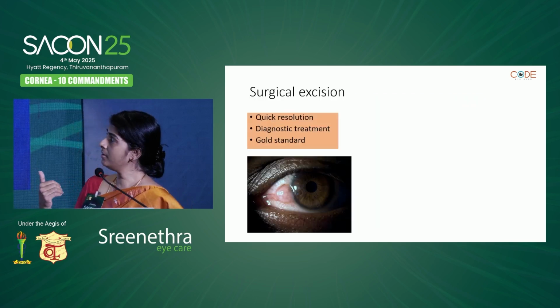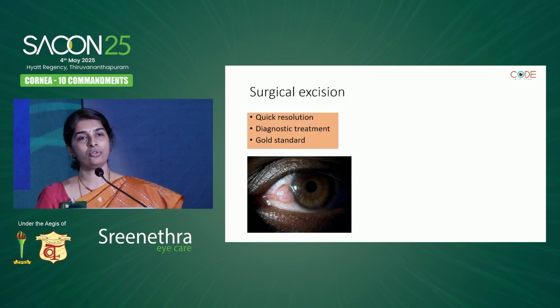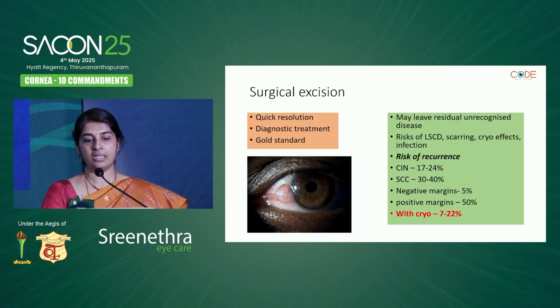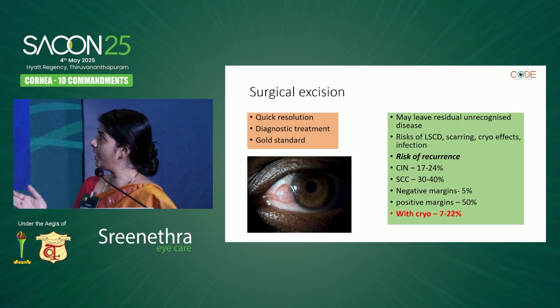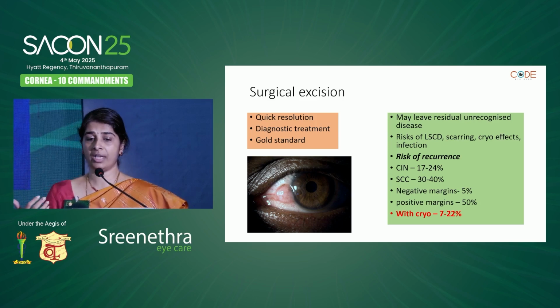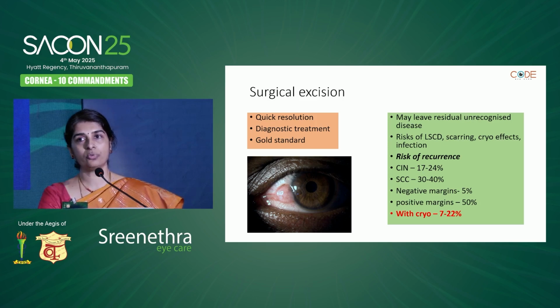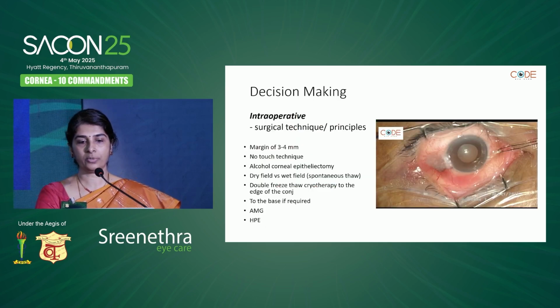On the other hand, surgical excision provides you quick resolution. It gives you a diagnostic treatment because you will invariably have histopathology in your hands, and therefore it's considered the gold standard. However, it will leave behind scarring effects, especially that of cryo-related scarring. You can have residual unrecognized disease, and there is a risk of recurrence of almost up to 7 to 22%, which does exist with topical therapy also.